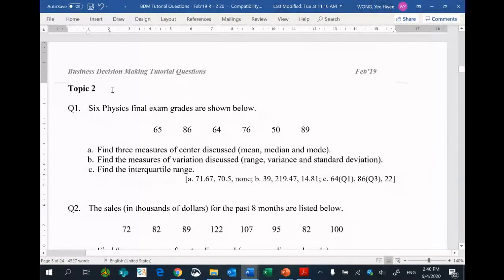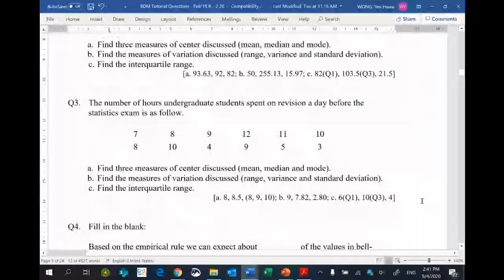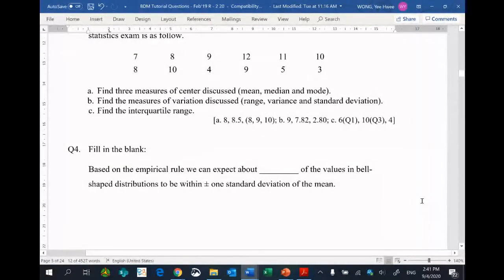You have topic 1. Okay, I think some of you have finished, except that we have not finished discussing some of the questions. We will do that in tutorial session. And topic 2 is straightforward calculation. You just try and see whether you get it. Question 1, question 2, question 3. Okay, what is the answer for question 4? Yeah, you figure out first. It is all about empirical rule.